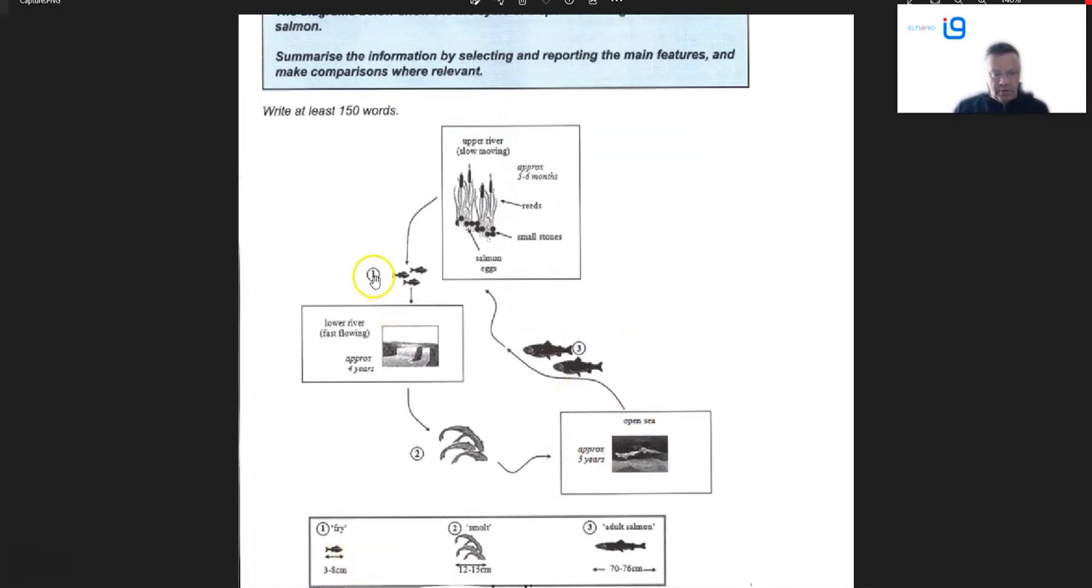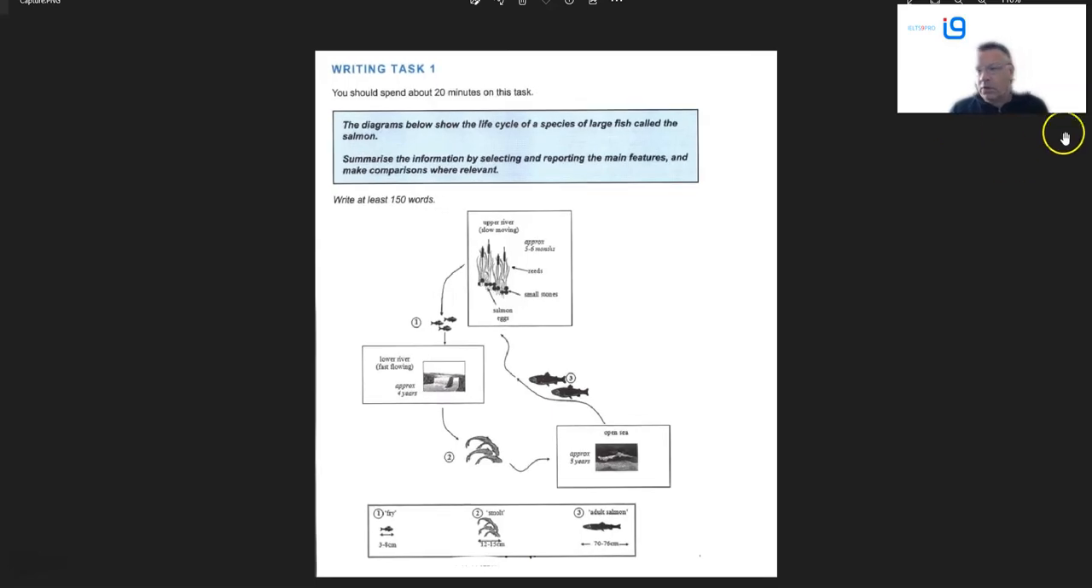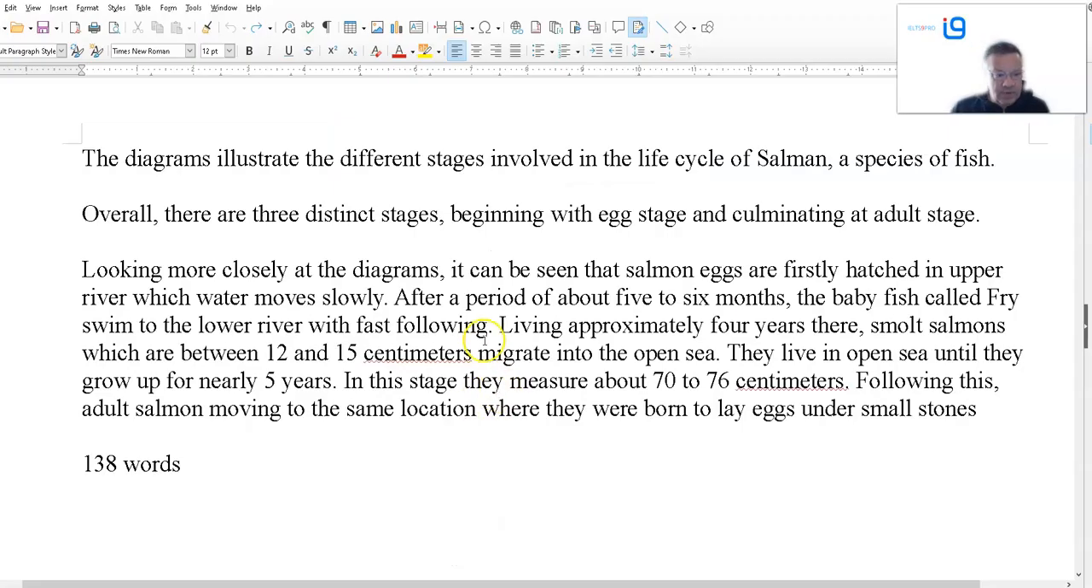So that 1 doesn't refer to a stage, it refers to the name of that fish at that age. Then 2, again, that's not a stage, that's the smolt, and 3, the adult. So although it may look as if it's got three stages, it's actually got 4. So you've got eggs, fry, smolt, adult fish. Okay? Right, so get that out of the way.